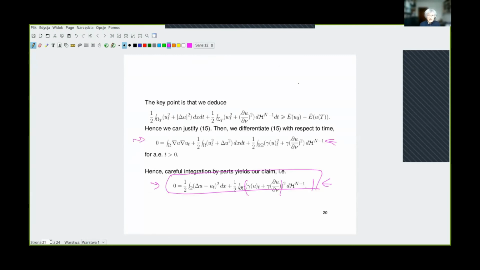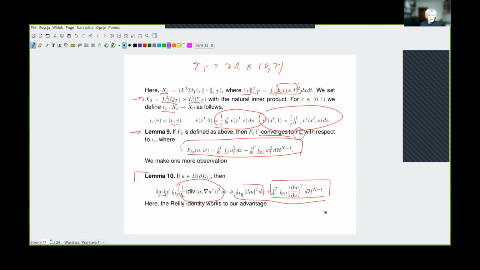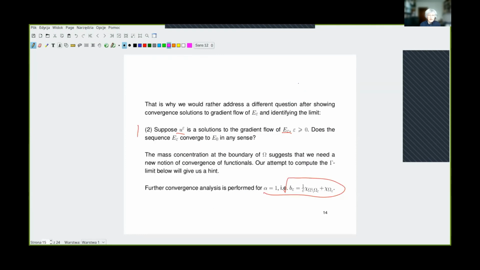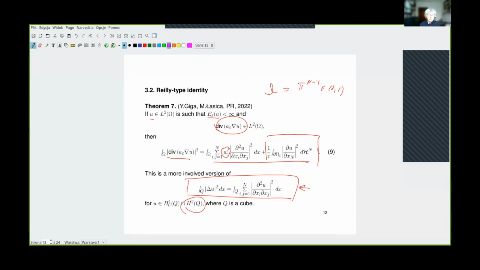But let me stress one more thing. Okay, I'm going in the wrong direction. Our point is to exploit the Rayleigh type identity, which permits us to talk about the traces of the normal derivative.